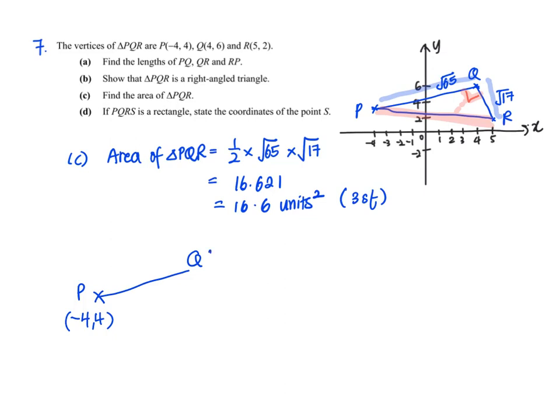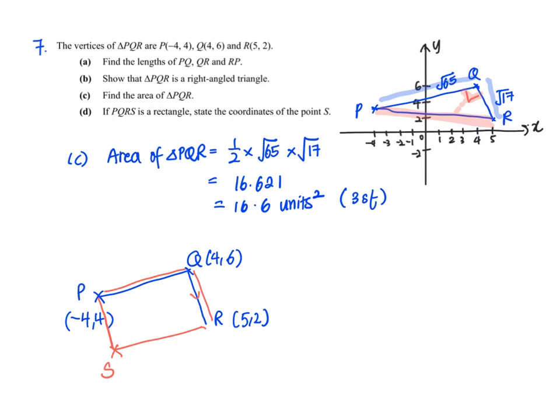To Q, Q is 4, 6. Then it goes to R. R is actually 5, 2. That means in order for it to be a rectangle PQRS, P to Q, Q to R, R will now need to go to the point S, which is somewhere along this area. So S will be somewhere along here. How can we travel? Now, P to the point S is the same as Q to the point R.